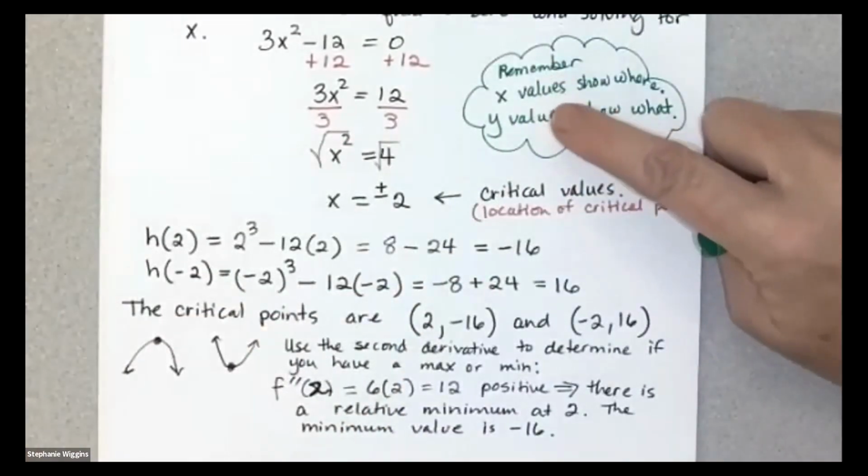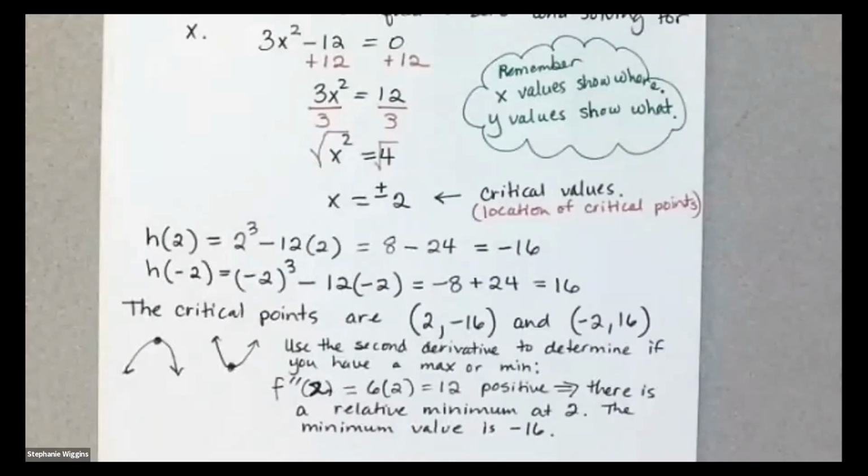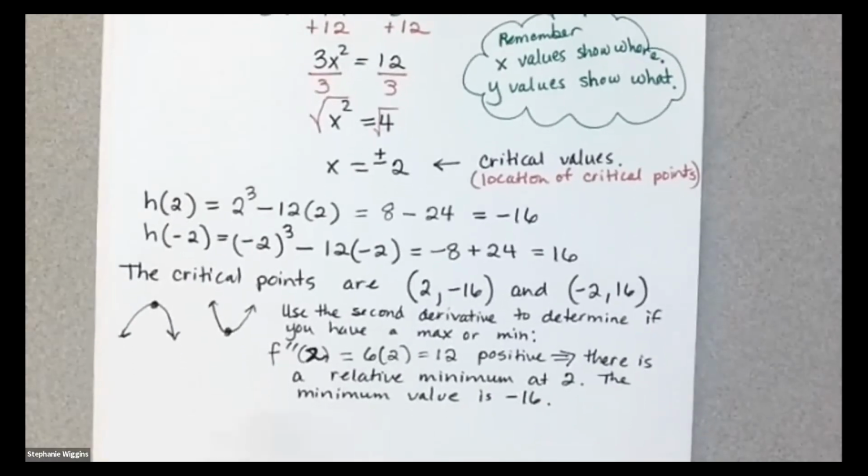Okay, just remind yourself that. It will really help you keep things straight in your mind, because often people get the x and y values interchanged and they get confused. Just tell yourself, x values show me where something is happening. y values show me what is happening. So we have a minimum of -16 at 2. Okay. Now, we want to plug in the other critical value.